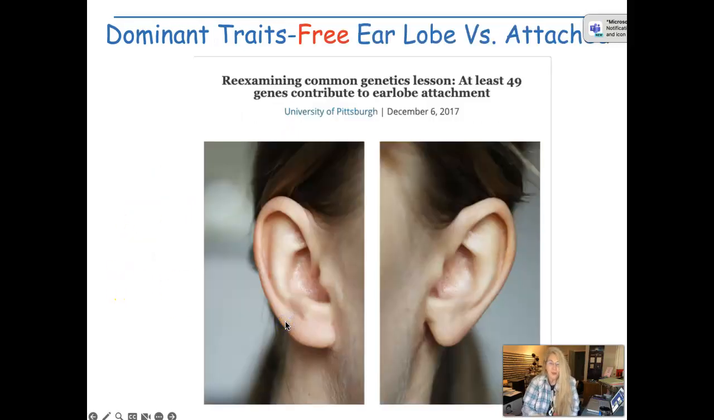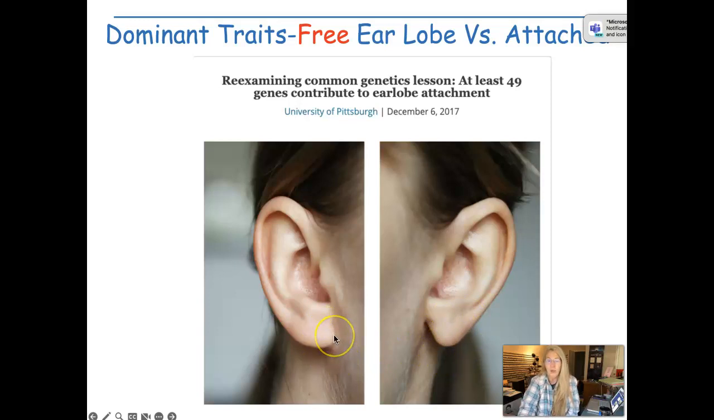So some examples of human traits, because humans are always fun to look at. We have free earlobes versus attached earlobes. So my earlobes are free. I don't know if you can see, but I have a little dangle here that I can put an earring on quite easily. Some people don't have that. Their earlobe is attached to the side of their face. And so free earlobes is dominant to attached earlobes.